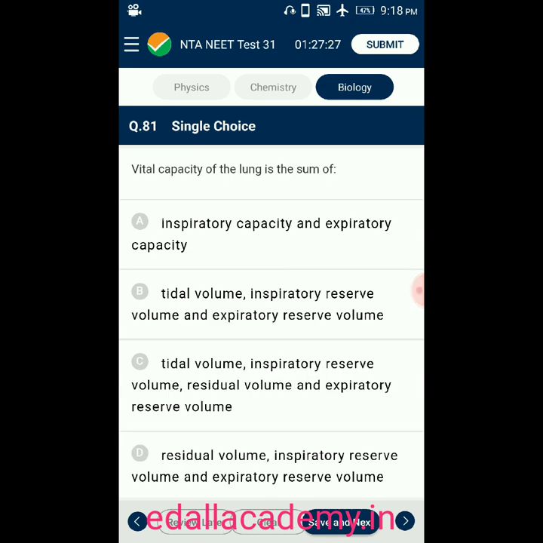Question number 81. Vital capacity of the lung is the sum of.